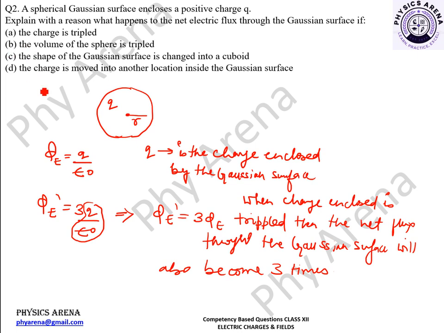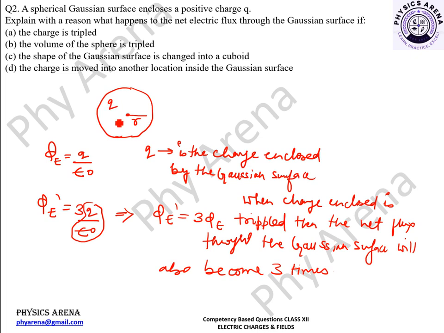Now let's take part B. If the volume of the sphere is tripled, so we are just changing the volume of the sphere. We are not changing anything else. So it means we are changing the radius. So now if earlier the radius was r, now we have changed it in such a way that its volume has become 3 times. But that does not change the charge enclosed.